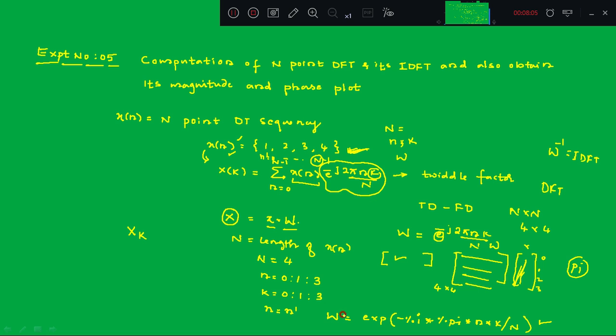So if you take W star, W inverse, this minus becomes plus, and here you have to multiply by 1 divided by n for IDFT, because for IDFT, x is equal to 1 divided by n into W raised to minus 1 into the DFT sequence X of k, right? So this is the first part of the DFT.